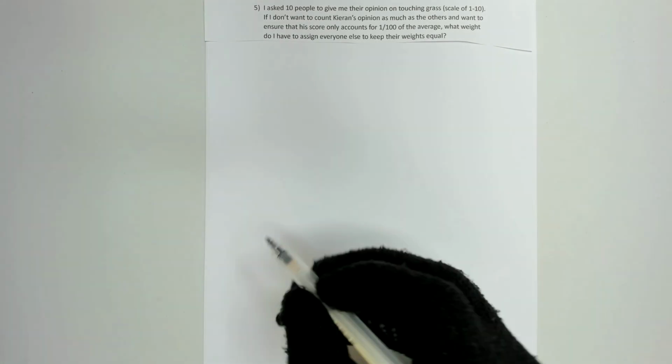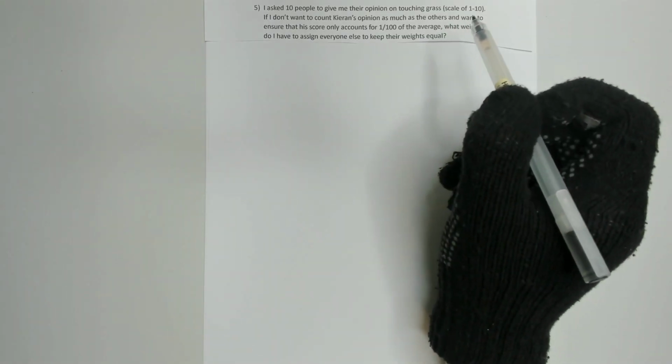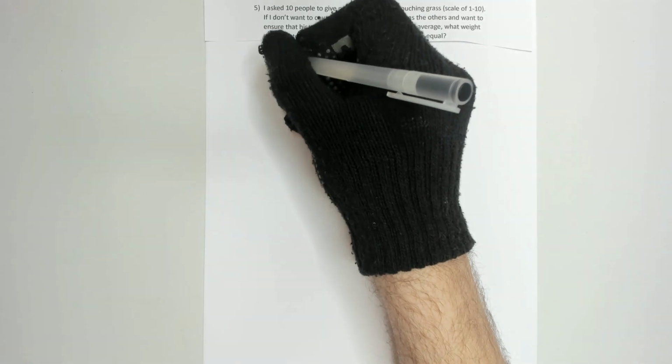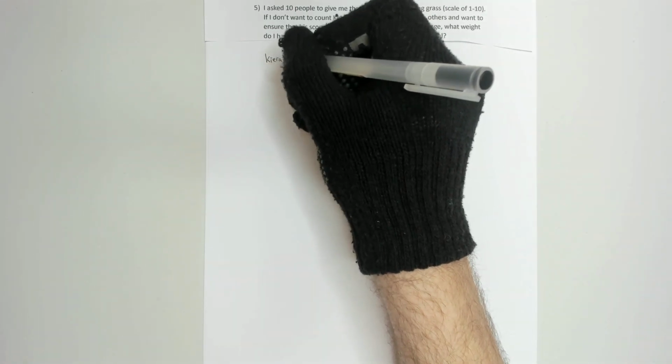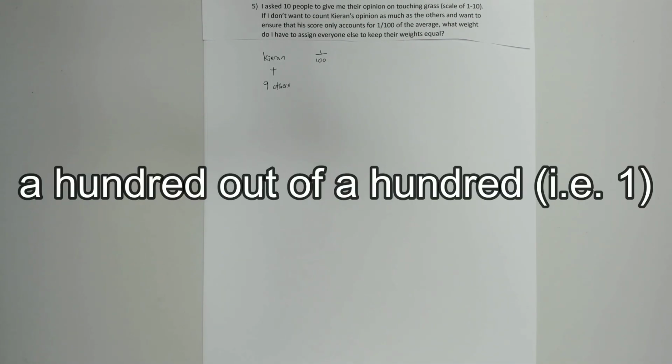All right, so I'm asking 10 people to give me their opinion, but I don't want to count Kieran's opinion as much as the others. So I've got 10 people, right? And Kieran is one of them. So Kieran and 9 others. And the weight I want to give Kieran is 1 in 100. So that's how much I want to assign to his opinion. So that means how much is left for the others, keeping in mind that the weighted average needs all the weights to add up to 100.